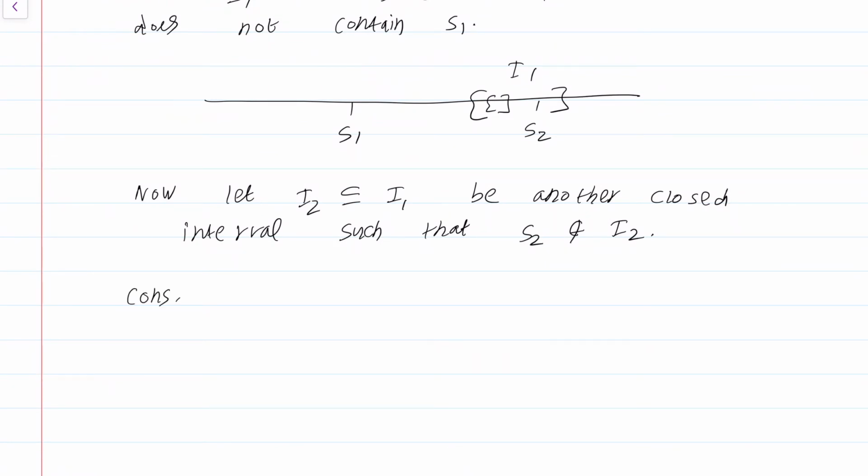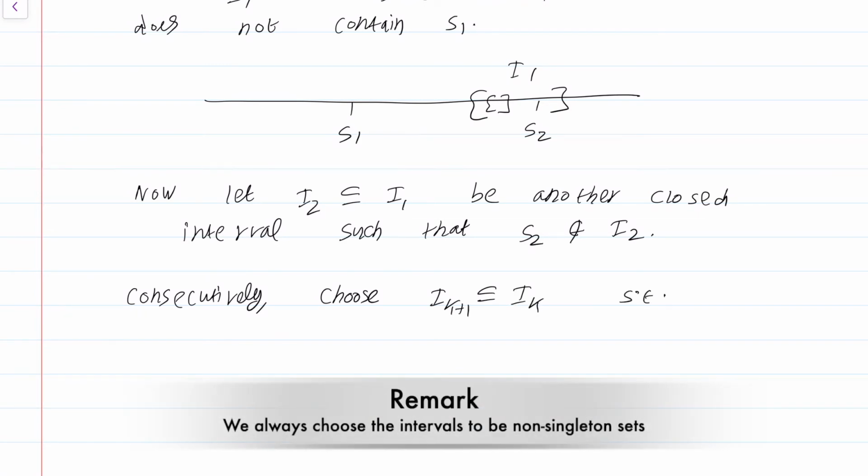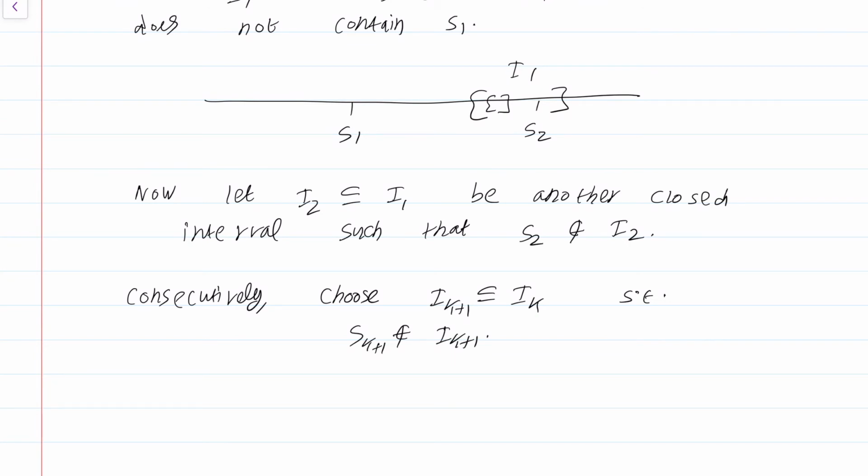Now, consecutively, choose Ik plus 1, a subset of Ik, such that Sk plus 1 is not an element of Ik plus 1. This can always be done.